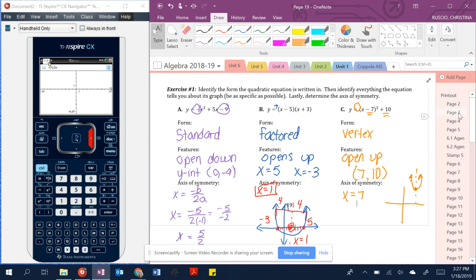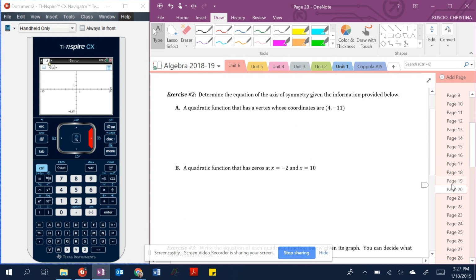All right, heading on to the next page, 20. All right, so exercise 2, here we are. It gives us a quadratic function, and we need to find the equation of the axis of symmetry. Well, this is kind of where we just came from with those 2 questions. We've already done it. It must be important because they're asking us to do it again.